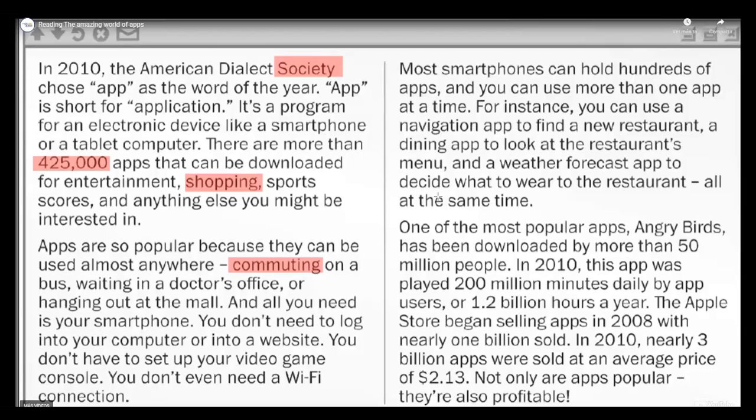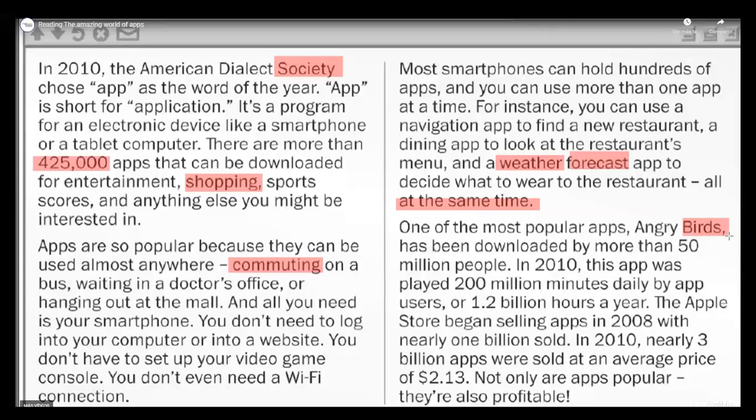Smartphones can hold hundreds of apps, and you can use more than one app at a time. For instance, you can use a navigation app to find a new restaurant and dining app to look at the restaurant's menu, and weather forecast app to decide what to wear to the restaurant all of the same time. Continue. One of the most popular apps, Angry Bear, has been downloaded by more than 15 million people.